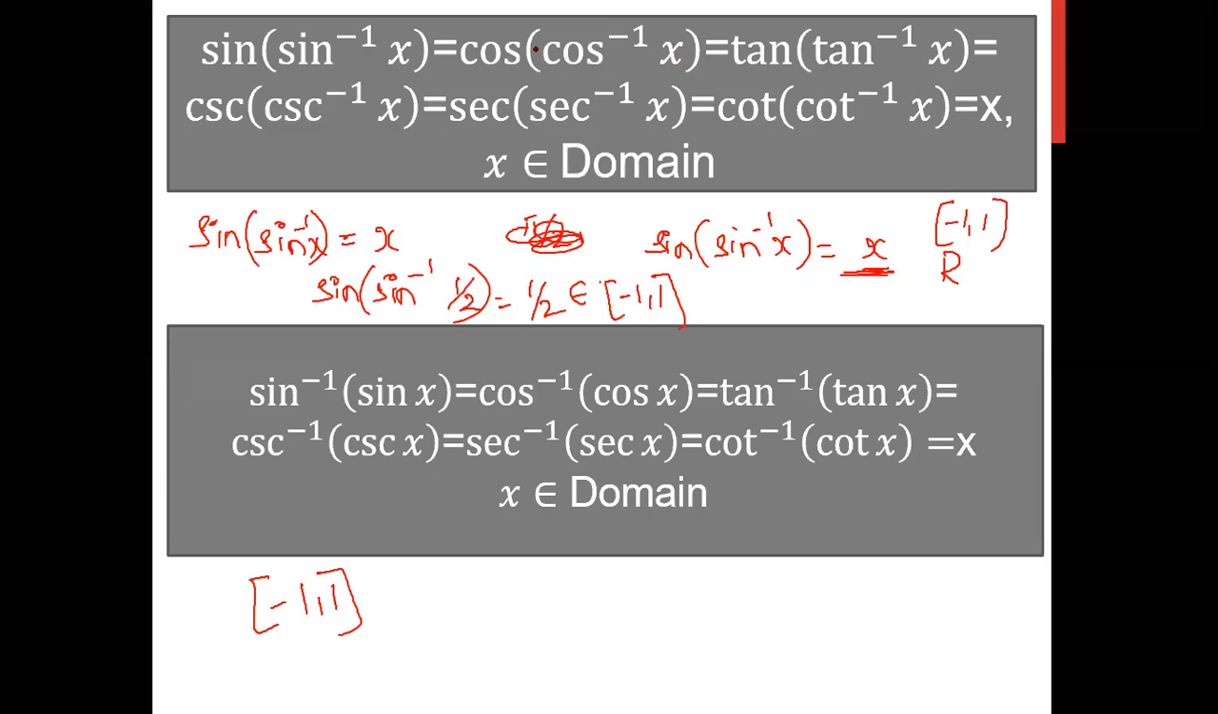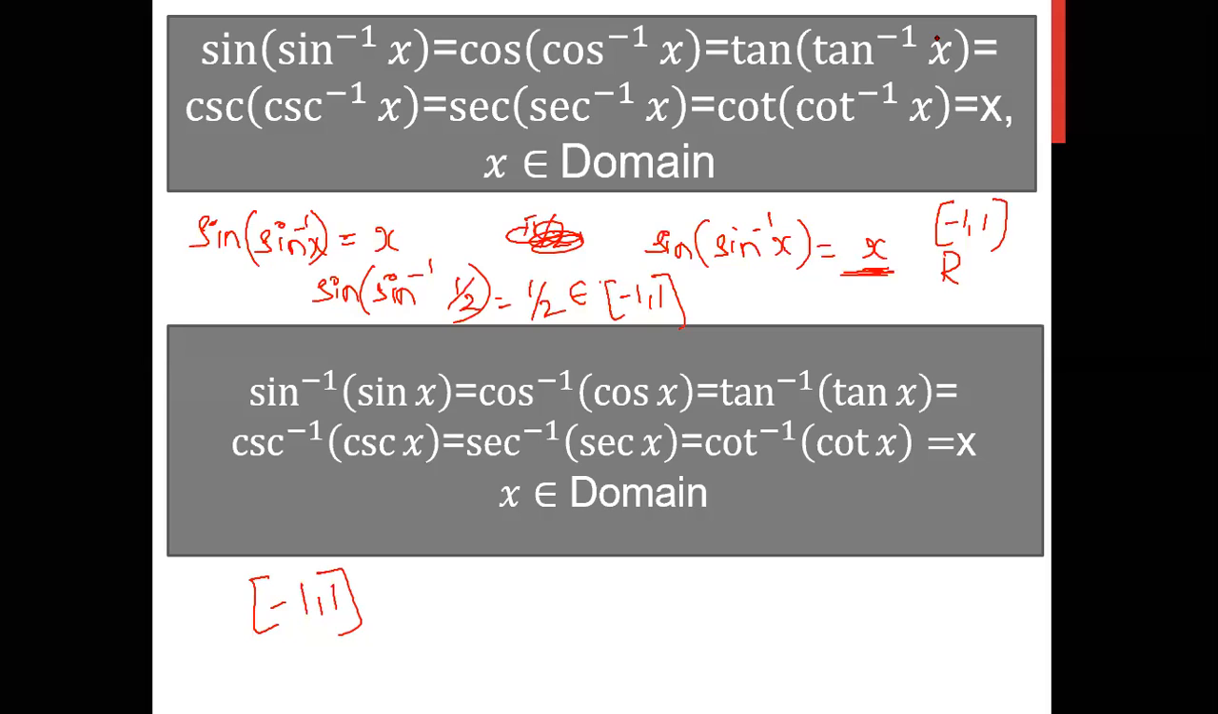Do you understand why we are using this? So if sine of sine inverse x is given, directly you can write x. Similarly with cos of cos inverse, tan of tan inverse, cosecant of cosecant inverse, secant of secant inverse, and cot of cot inverse. Okay, students.